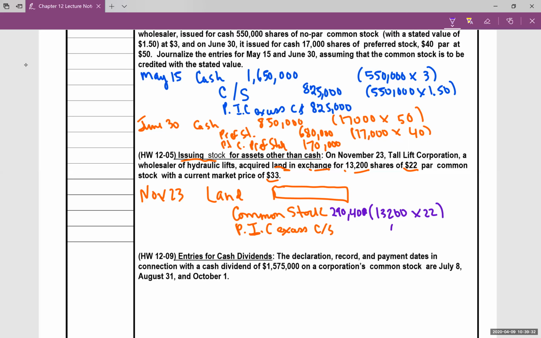And then if you take the 13,200 times the excess, $11. The current market price was $11 more. So that excess goes in paid in capital, and that amount is 145,200. Well, if I take these two numbers, add them together, I'll get the value of the land. And this happens to be 435,600. Okay, so that's how you'll do 12.5.